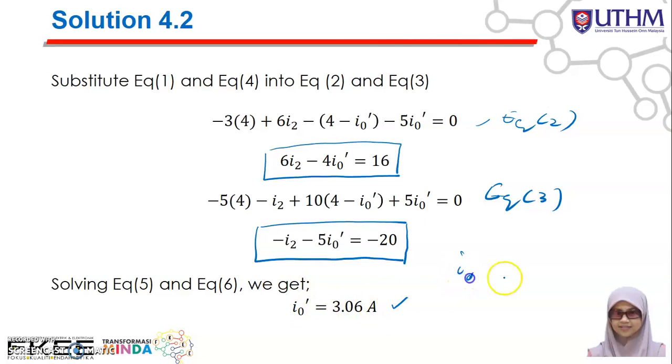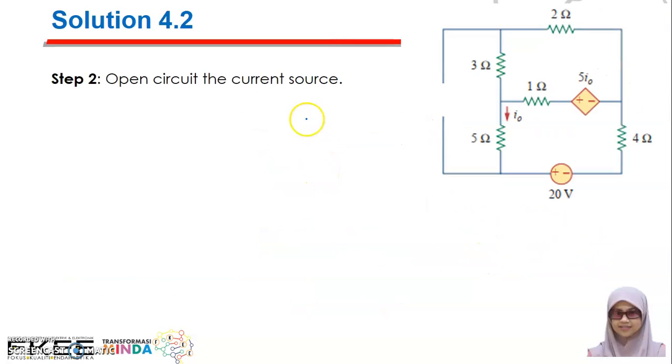So remember, you need to find I0. I0 will be equal to I0 prime plus I0 double prime. Okay, so let's move to the second step, where we are going to open circuit the current source. So here you have a current source, you just open it. Okay, and then you can apply mesh analysis to obtain the I0 double prime.